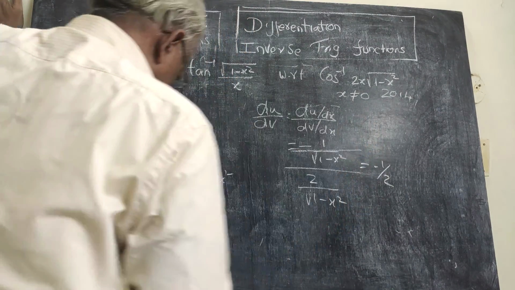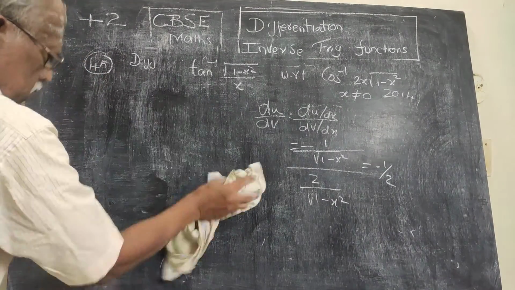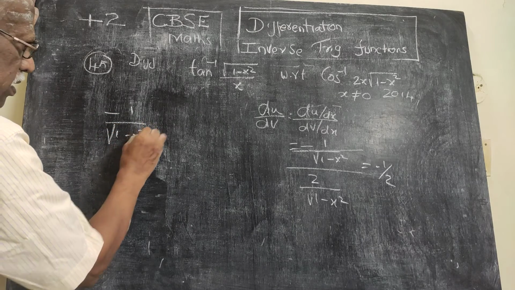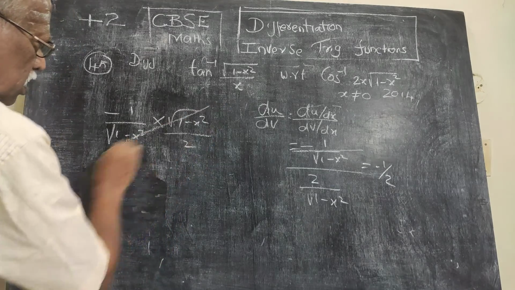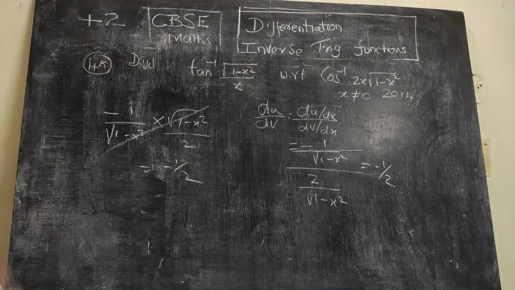In case you don't understand that part, I will do that also. So this becomes minus 1 by root of 1 minus x square, and this becomes root of 1 minus x square, that goes reciprocal, cancel, so minus 1 by 2. Now I go to the 46th problem.